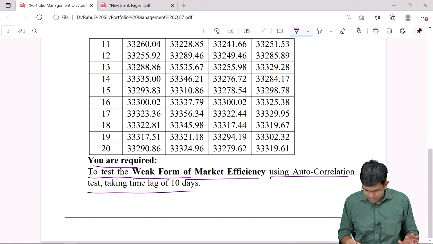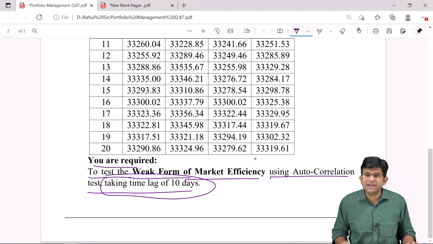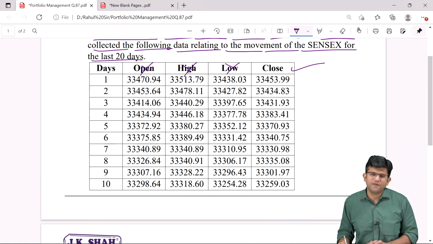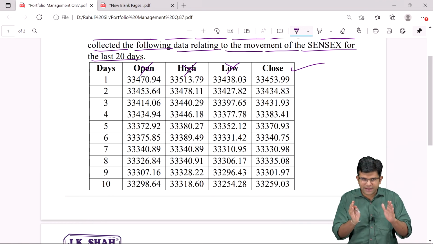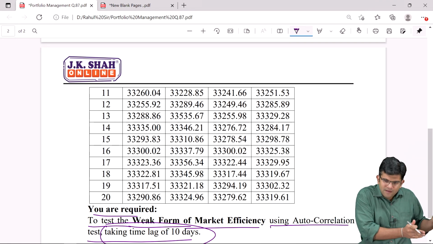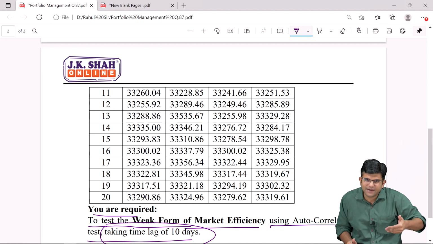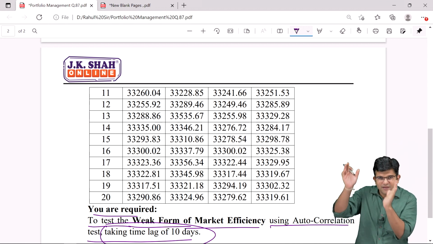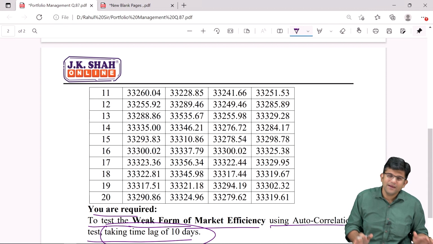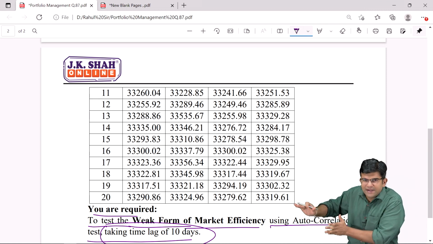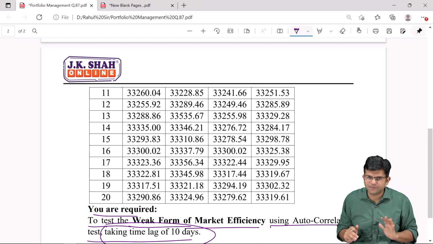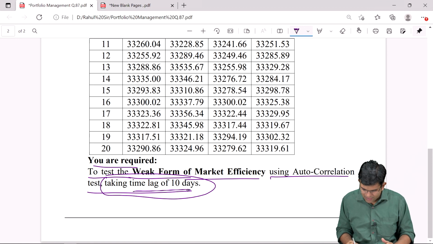Now, first of all, let us understand what taking a time lag of 10 days means. Children, taking a time lag of 10 days means the first step is we have to bifurcate the entire data into data sets of 10 days, which means here, if we have 20 days of data given, we will have two data sets: the first 10 days and then the next 10 days. That's how they have asked us to do it, right? So day 1 to day 10 will be one data set, and day 11 to day 20 will be the other data set. What to do with the data sets, I'll explain now. But the first point you understood, taking a time lag of 10 days, right?